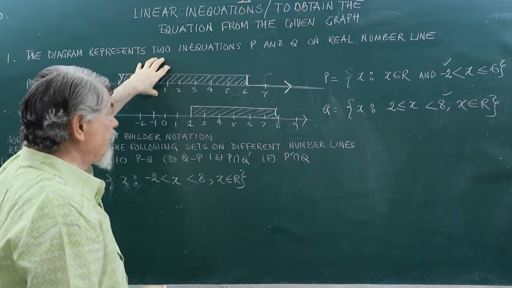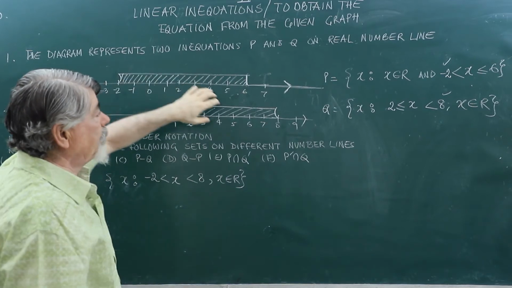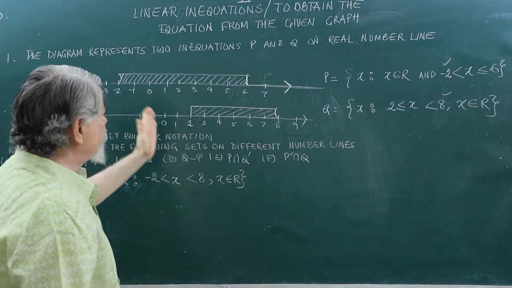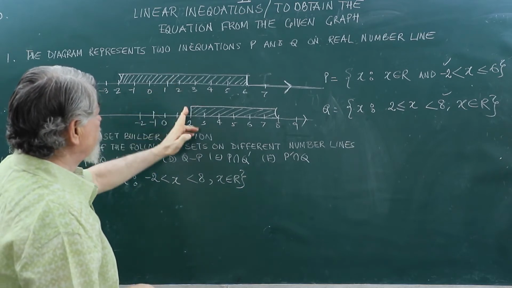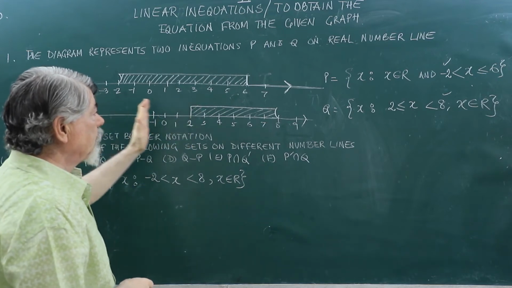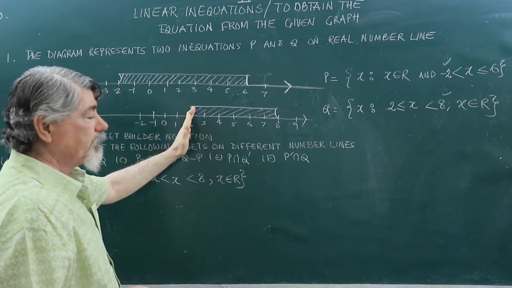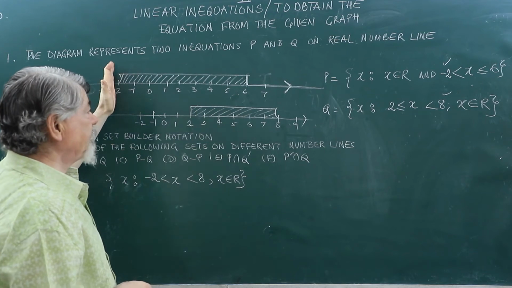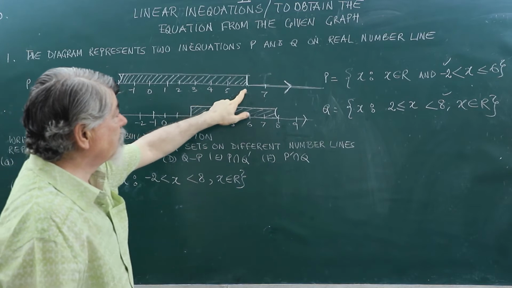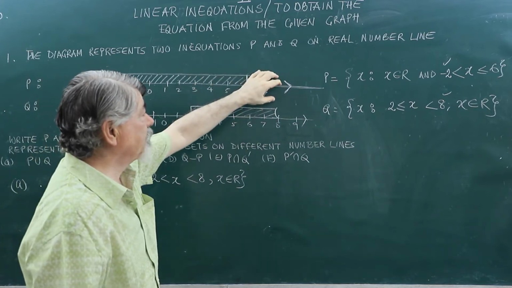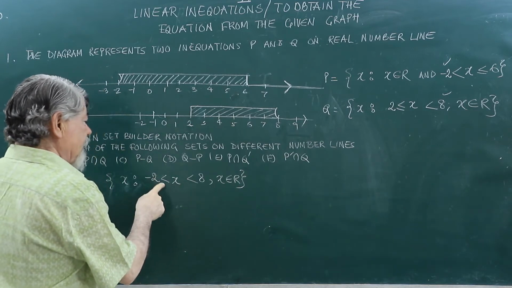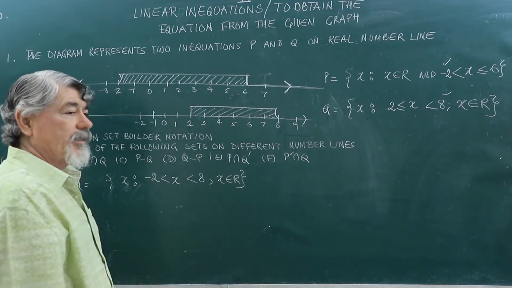The elements of P will be part of this, elements of Q will be part of this, and common elements will be there. Below 2, if you see less than 2, they are not the elements of Q, but they are the elements of P. So that is why -2. And here beyond 6, there are no elements in P, but it goes in Q. So x is greater than -2 and less than 8.